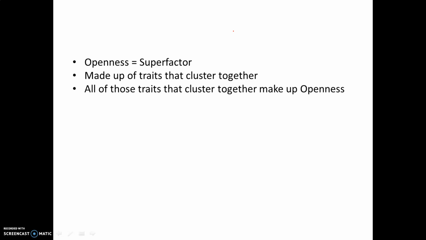Let's look at openness as one example of how to do this. So openness is a super factor on the BFI, right? But it's made up of a whole bunch of other traits that are clustered together, right? Because what is openness by itself? So all those traits that cluster together make up openness. So let's take a look at some of them.